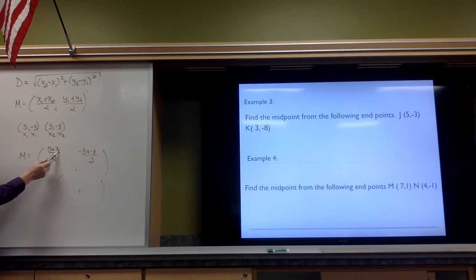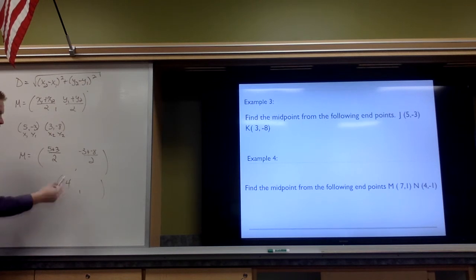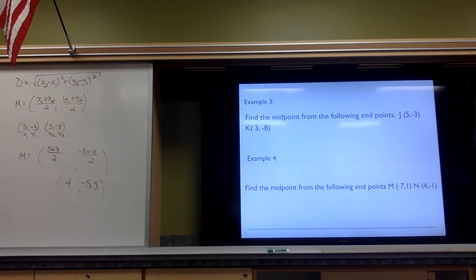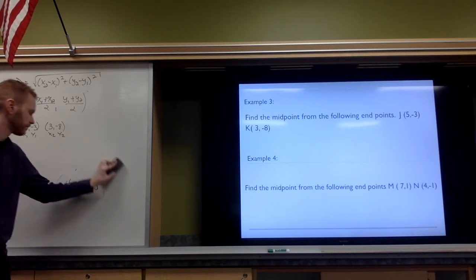So 5 plus 3 is 8. 8 divided by 2 is 4. Negative 8 plus negative 3 is negative 11. Divided by 2 is negative 5.5. So there's my midpoint. Okay. And you could confirm, you can graph this and see if it truly does resonate in the middle of that line segment, okay? Or if it's in the middle distance-wise for both of them. Okay? All right, let's do another one.